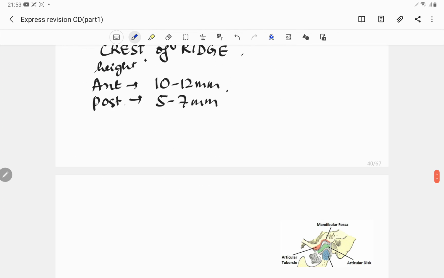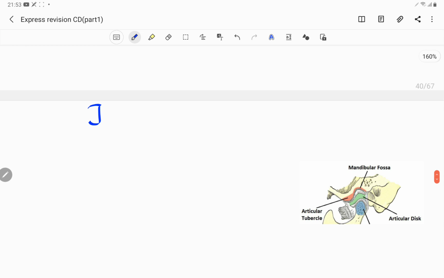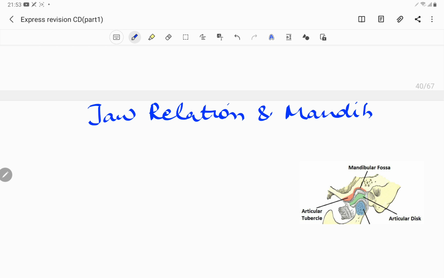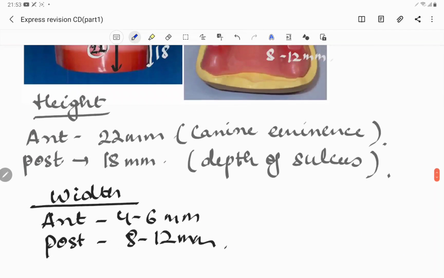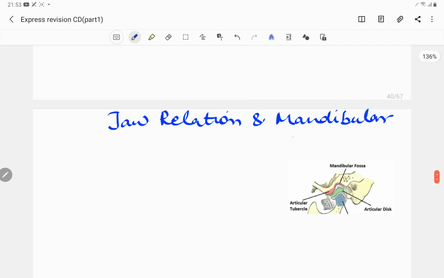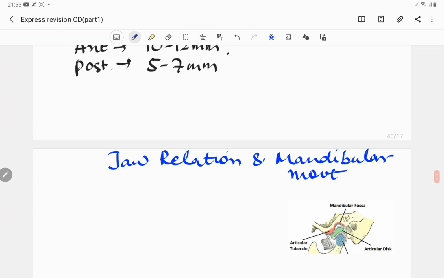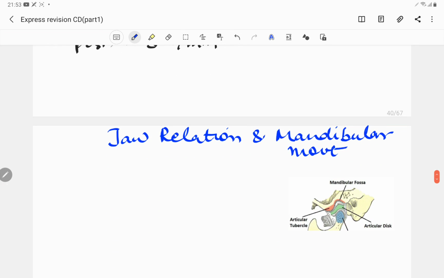Okay friends, now let's take a deep breath and a glass of water because we will be talking about jaw relations. So we'll be talking about jaw relation and mandibular movement because we are going to do some movement side by side. In order to understand the movements better, we need to do the movements, right? So we'll be talking about the jaw relation and the mandibular movements.